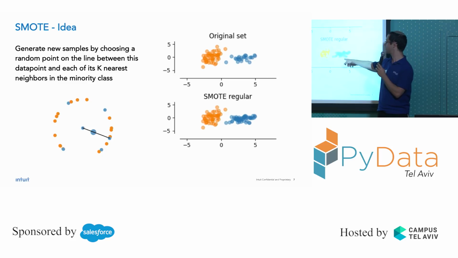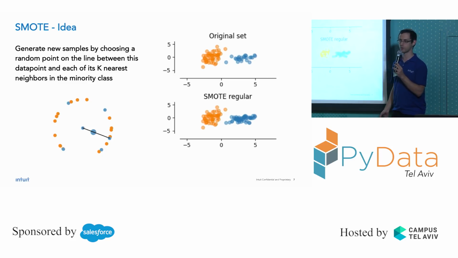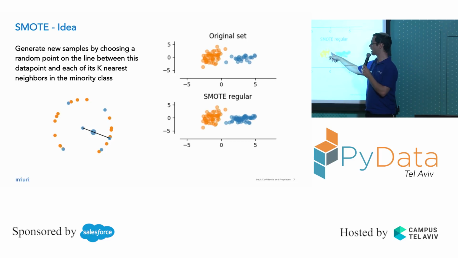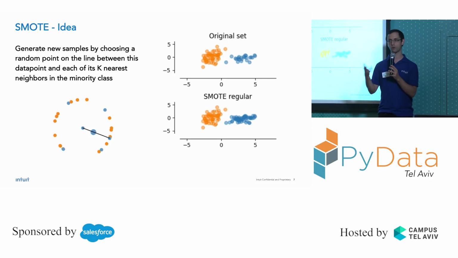The second disadvantage is that we are always restricted to the region of the minority class, meaning all these new points that are created stay inside the minority class. And there's no real reason for that restriction, meaning we could easily have new points outside of this region, and it could actually help train a model better.